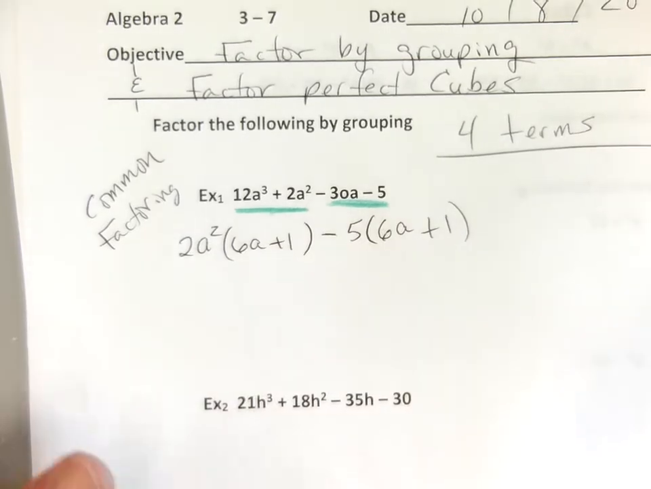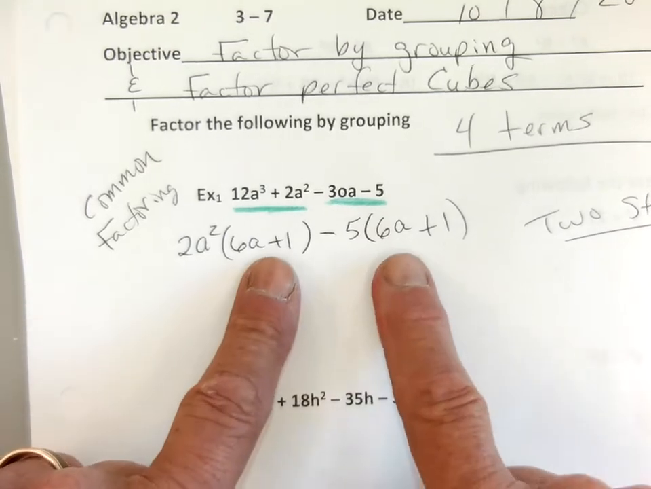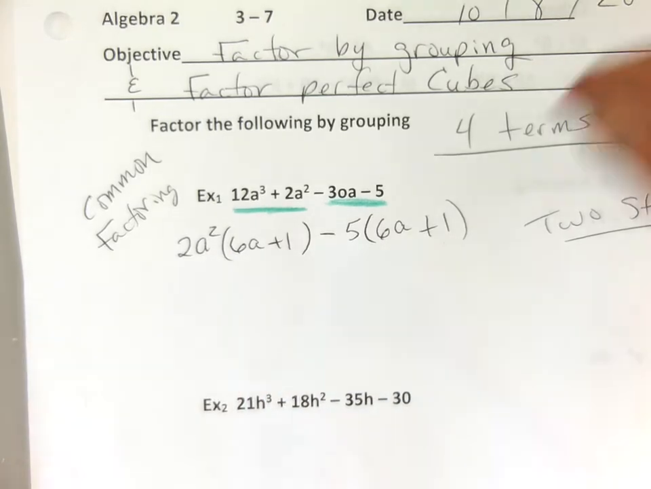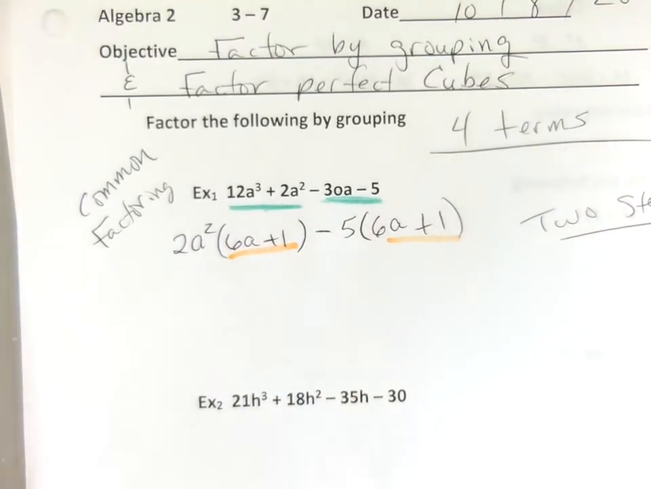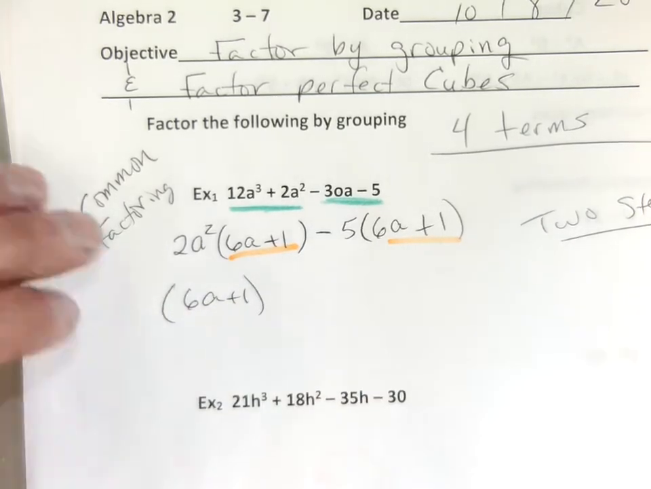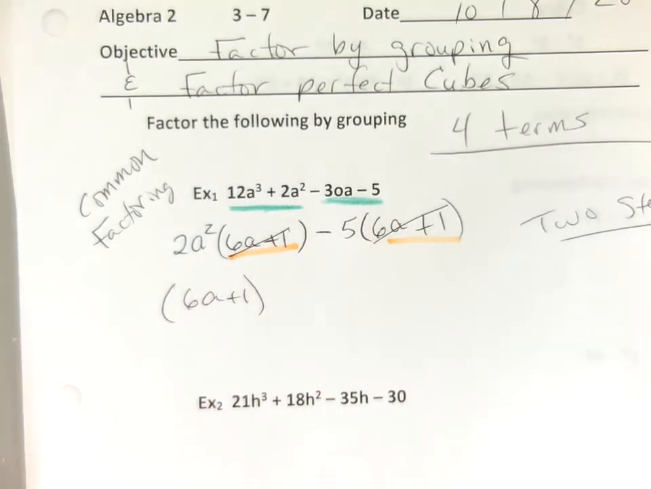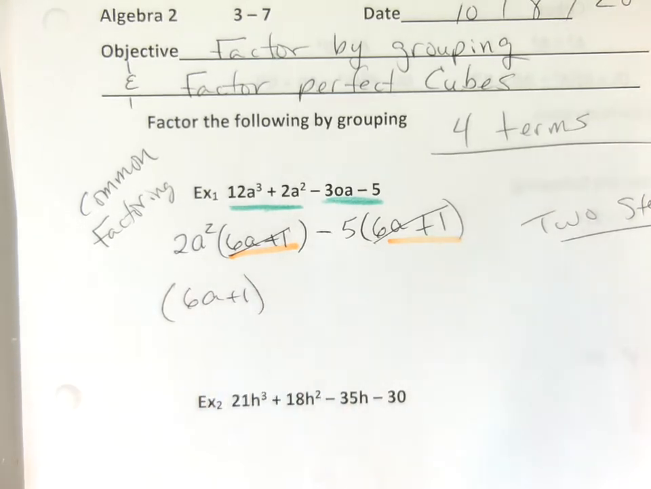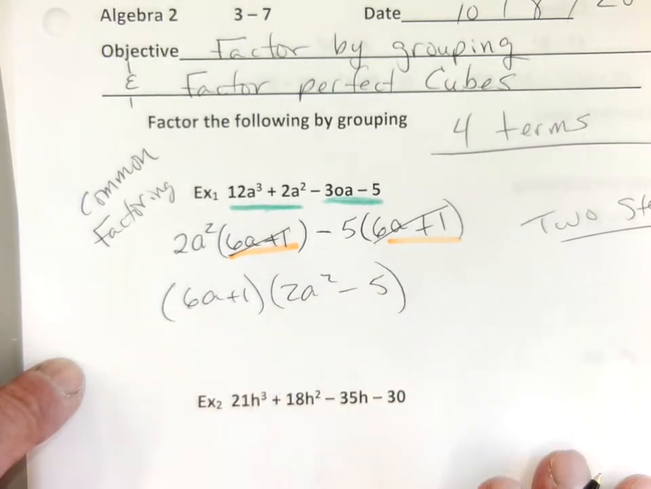Now, this is a two-step factoring, because you can factor again. What I notice now is they both have a 6a plus 1 in common. So I'm going to write down what they have in common: a parentheses, 6a plus 1. Only write it once. Sometimes I'll cross that out so I don't get confused. What's left over is the 2a squared minus 5. That's it.